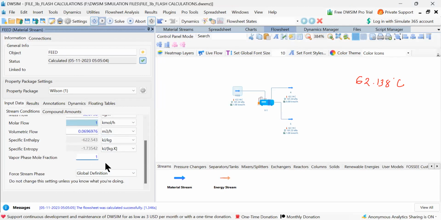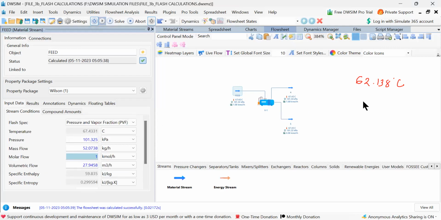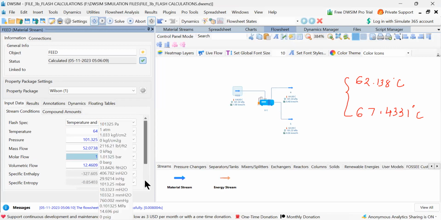Next, again, I change this to 1, which means the entire feed mixture is vapor, so this is now the dew point. That means 67.4331 degrees centigrade. So what will be the temperature in between these two? Now again, let us go to our flash spec, go to the temperature and pressure, and now you give a certain value between these two. Let me say 64, and then of course press enter. Yes, I have pressed enter.